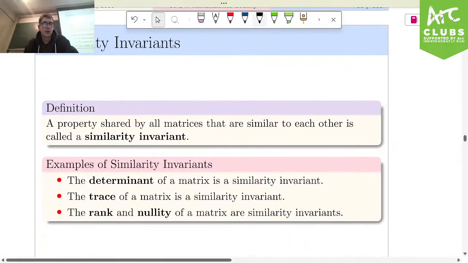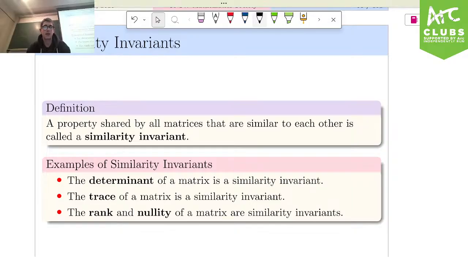All right, so then we have this idea of similarity invariance, which is a property shared by all matrices that are similar to each other. So that's quantifying what it means for matrices to represent the same linear map. Some properties we need for this are that the determinant is the same, the trace is the same, and rank and nullity are the same, because we're talking about the idea of linear transformation. They have to encode the same kind of information, whereas the trace and determinant are more algebraic.